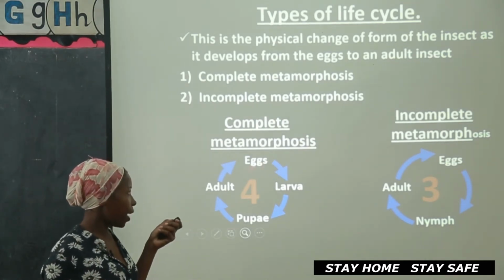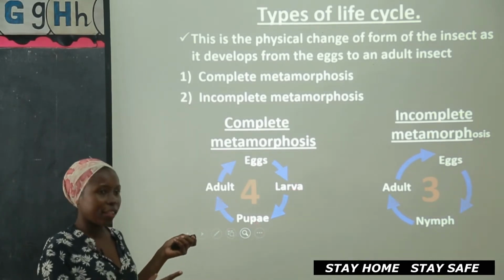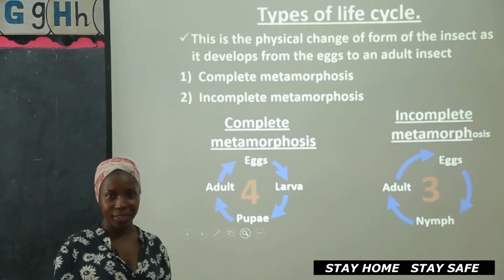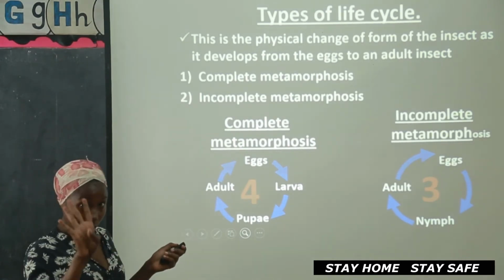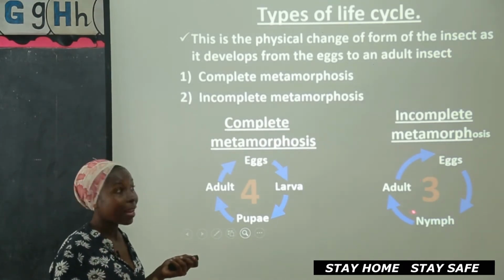So in complete metamorphosis, an insect undergoes 4 stages of growth. At first it's an egg. The egg turns into a larva, and then the larva turns into a pupa, and then the pupa turns into an adult. Then the incomplete, this is complete, it has 4. Complete, 4. Incomplete has 3.